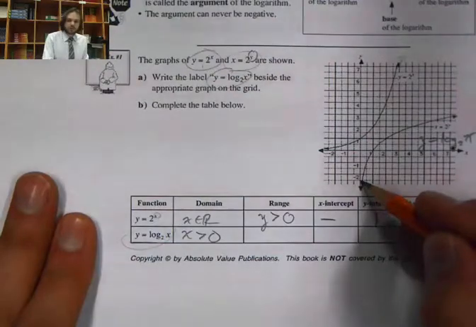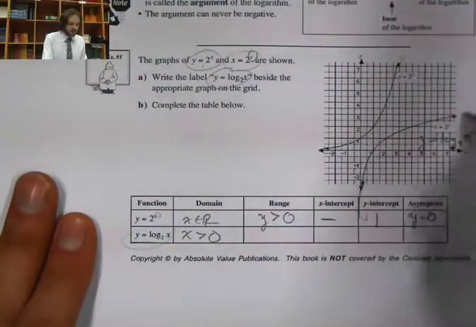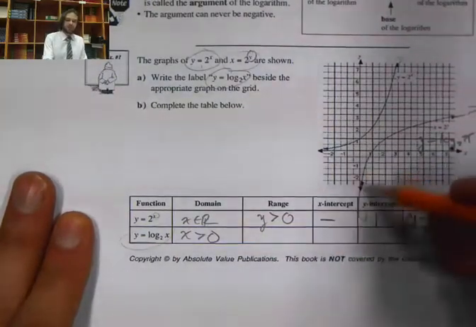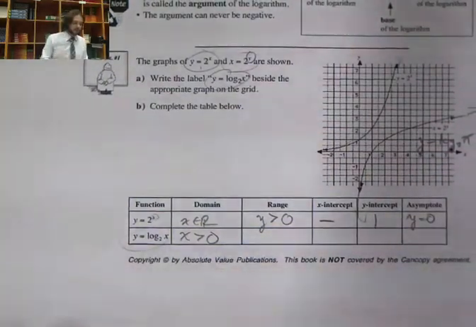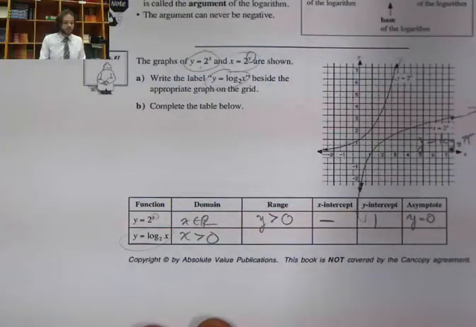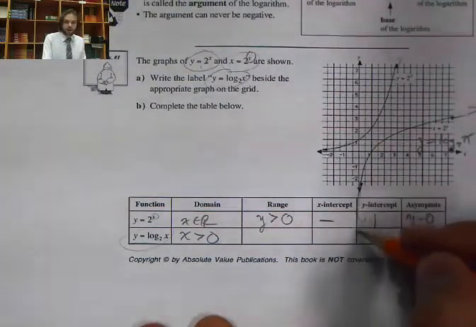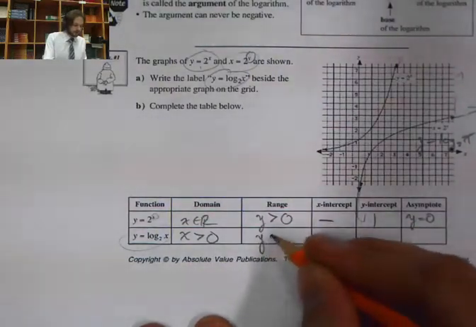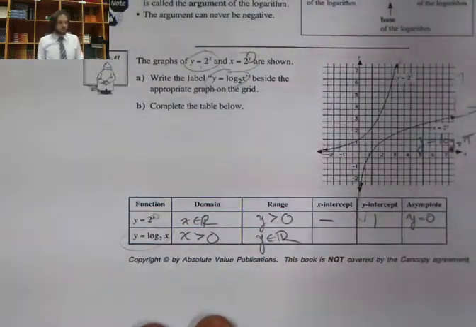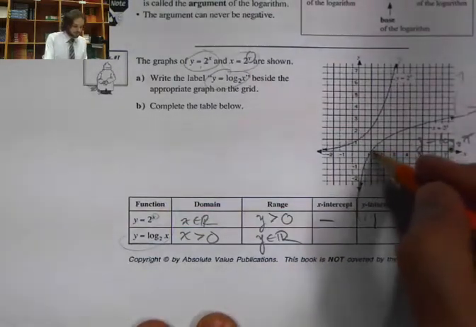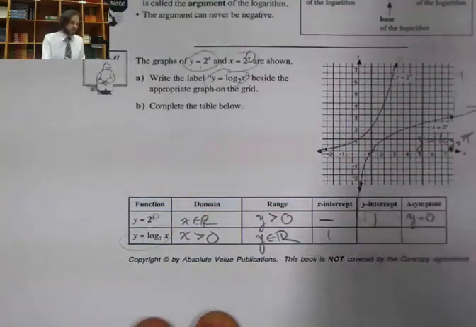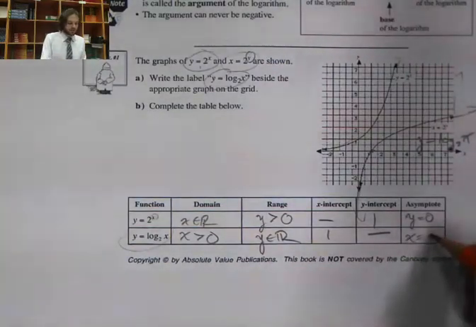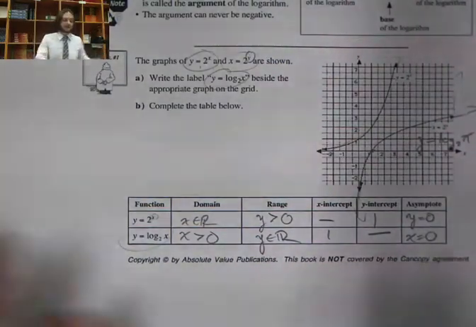And look at that. Right here it goes forever down, and it should never hit, and it goes forever that way. So x goes forever this way, but it goes also forever down. So x must be greater than 0. What is my range? Well, my range will go forever down and forever up. So my range is y is an element of all real numbers. What is my x-intercept? 1. Y-intercept? It goes down forever, so there is none. And my asymptote is x is equal to 0, which is the y-axis.